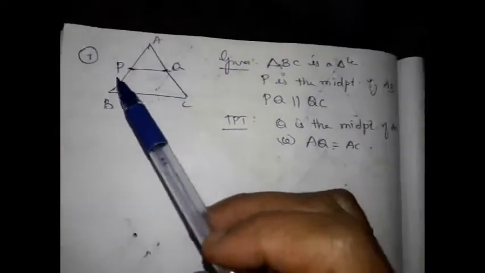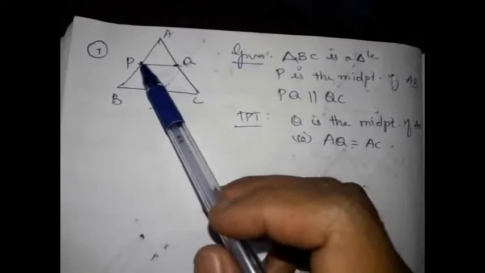See what is given in the question. ABC is a triangle and P is the midpoint of AB and PQ is parallel to BC.